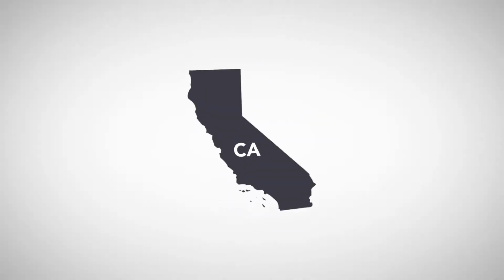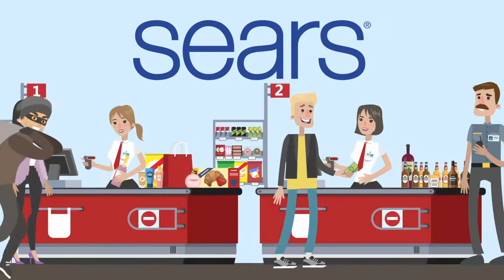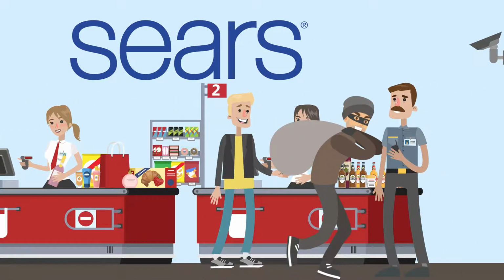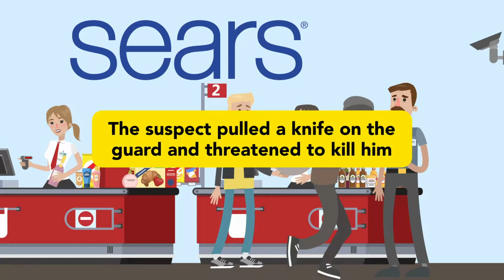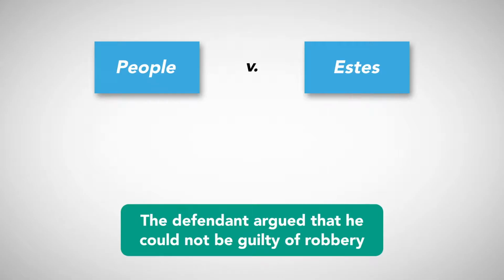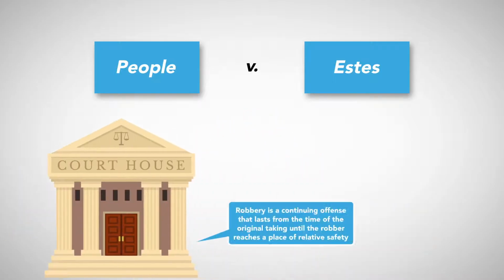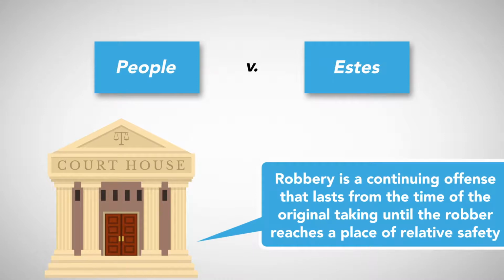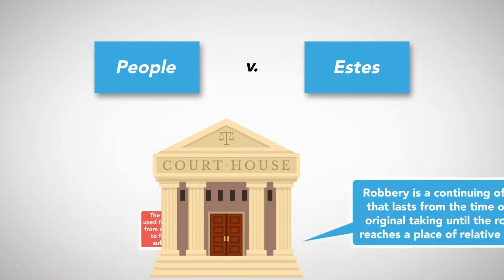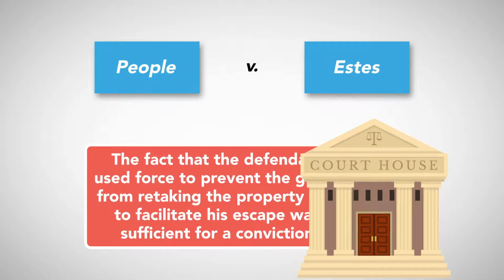For example, in the California case People v. Estes, after a Sears department store security guard confronted a suspected shoplifter, the suspect pulled a knife on the guard and threatened to kill him. On appeal, the defendant argued that he could not be guilty of robbery because the assault was not contemporaneous with the taking of the merchandise from the store. The court disagreed and held that robbery is a continuing offense that lasts from the time of the original taking until the robber reaches a place of relative safety. The fact that the defendant used force to prevent the guard from retaking the property and to facilitate his escape was sufficient for a conviction.